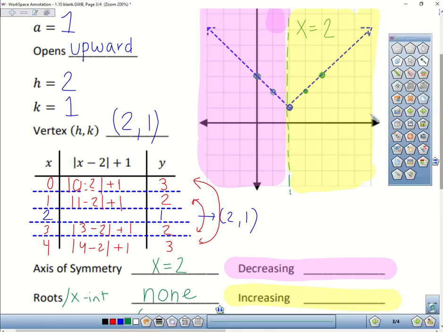So now that we've determined what is what, now we're going to look at where, okay? So it's decreasing from negative infinity, and it stops decreasing at what x value? 2. So decreasing and increasing, we always refer to it in terms of the x value. Now, increasing, we increase from 2 to positive infinity. So from here to here.